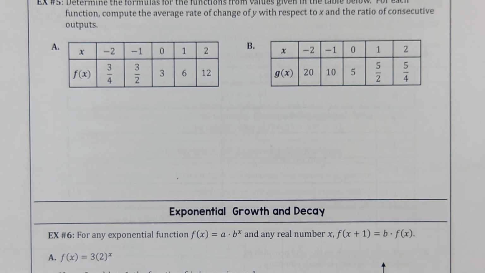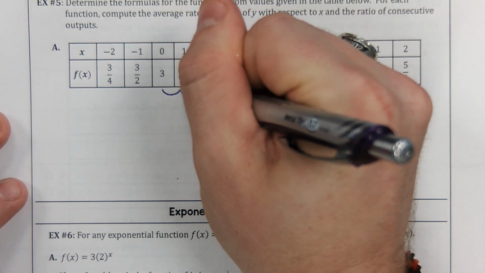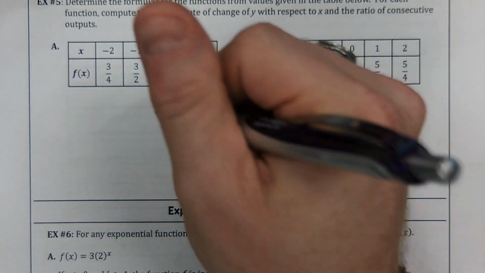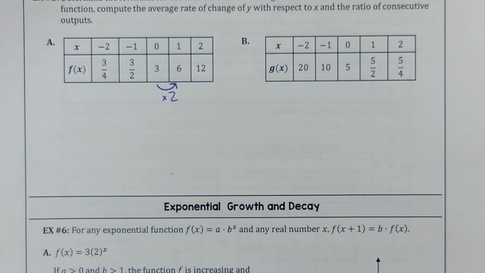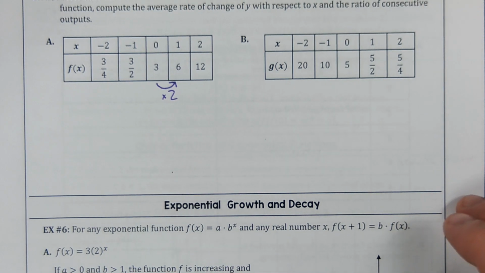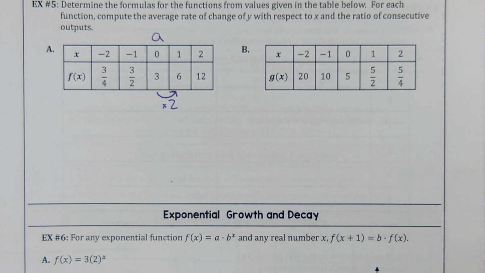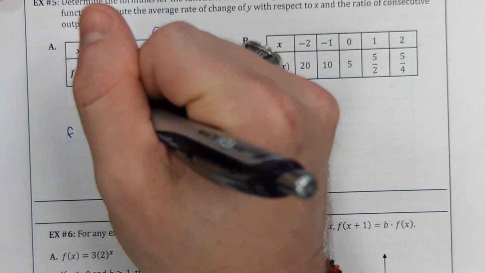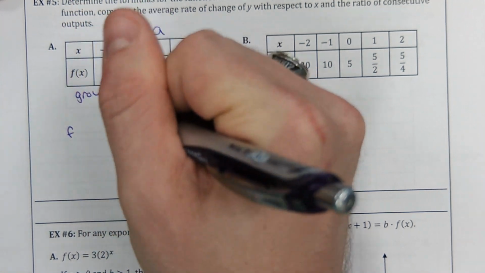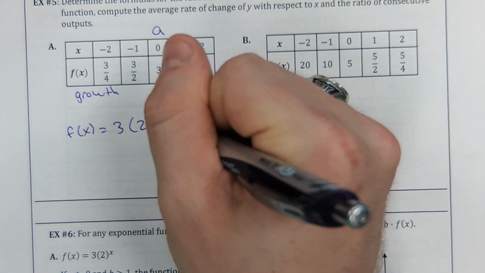Let's do blue. Let's do purple and green. Purple. What am I doing at each step? Multiplying by 2. That means my exponential base is 2. My growth factor is 2. My initial value is what I'm going to get when x is 0. So f of x, and this is growing. We could see it's growing. F of x is 3 times 2 to the x.